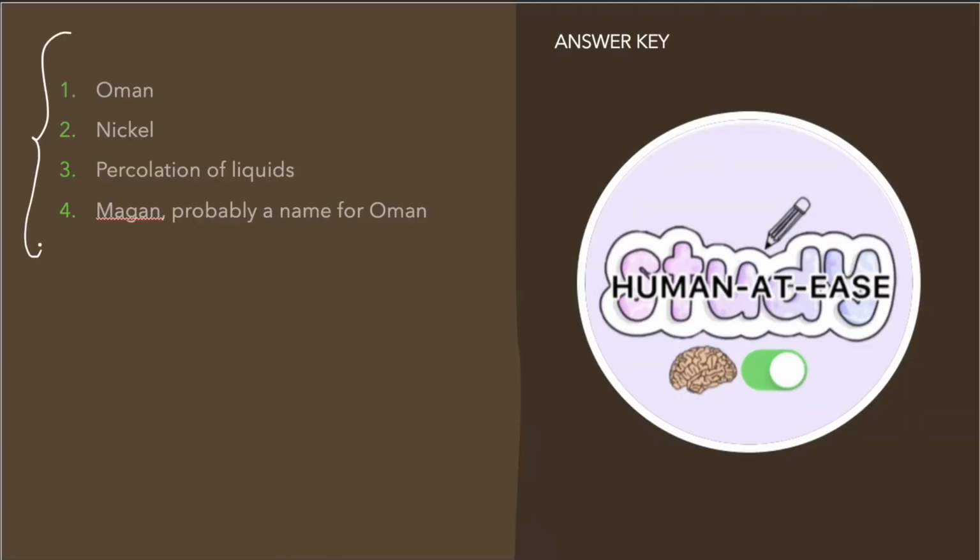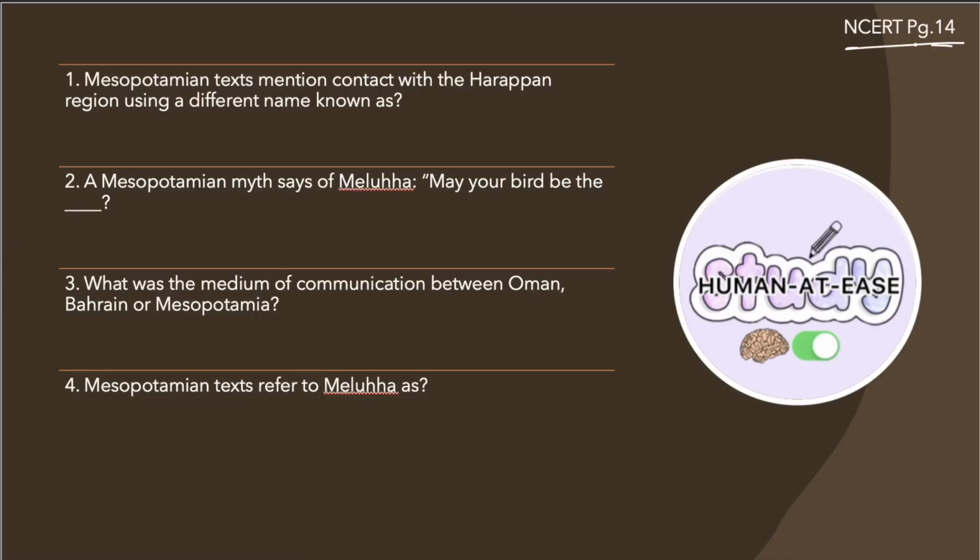Here are your answers for this set of questions. NCERT page number 14. Question 1. Mesopotamian texts mention contact with the Harappan region using a different name known as? Question number 2. A Mesopotamian myth says of Meluha, may your bird be the dash. Fill in the blanks. Question number 3. What was the medium of communication between Oman, Bahrain or Mesopotamia? Question number 4. Mesopotamian texts refer to Meluha as?